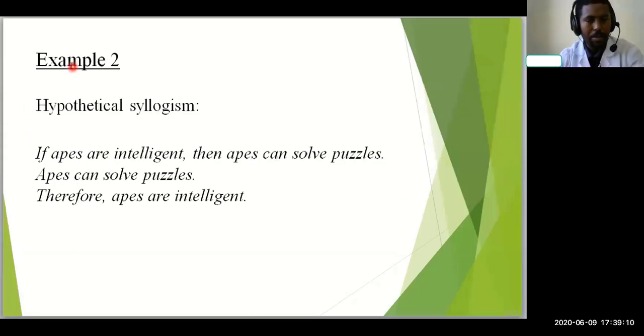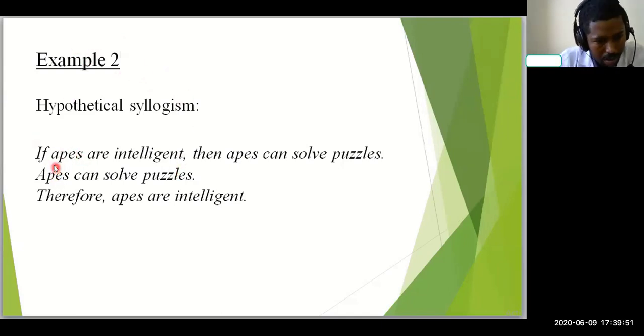In the second example, hypothetical syllogism, we have seen an instance of deductive argument. An argument based on definition, an argument based on mathematics, an argument based on syllogism, are typically examples of deductive argument. And we have said formal fallacies are committed in deductive arguments. So here is the second example of how a formal fallacy can be committed.